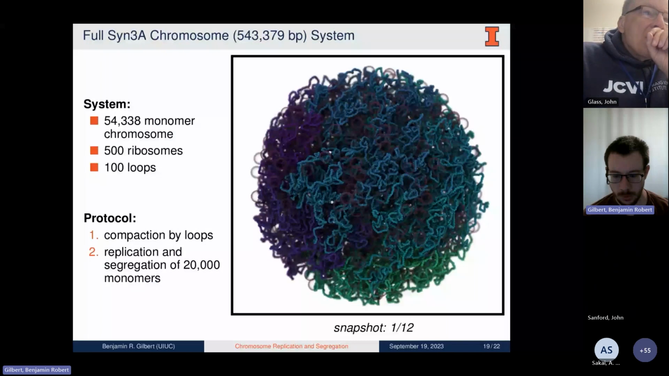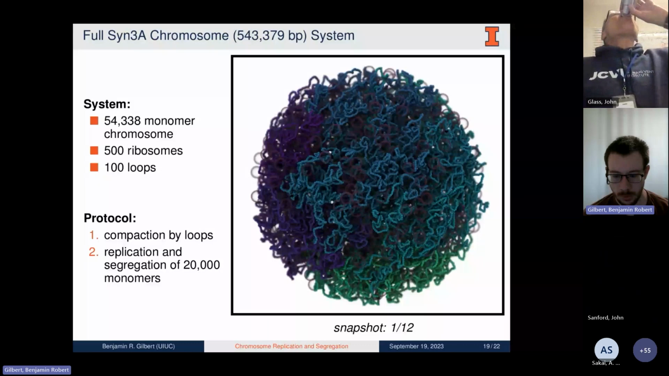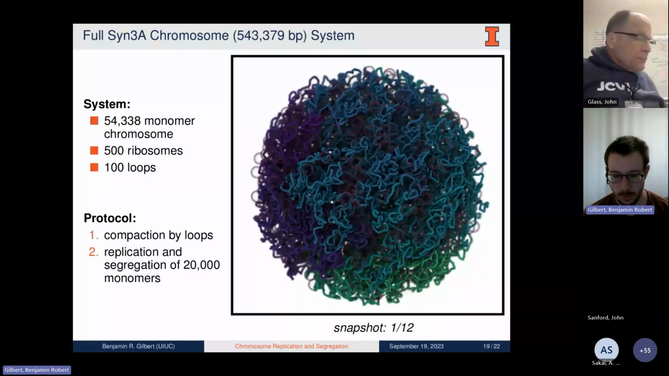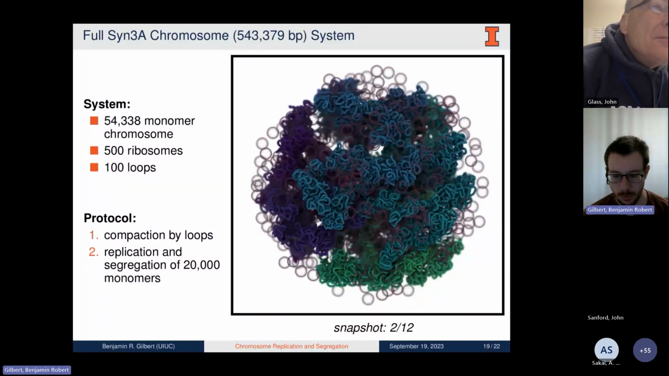So finally, hopefully a lingering question for y'all is, does this actually work on the full Syn3A chromosome? Because I've only shown it so far for the toy system. And the answer is that it does. So here is the full Syn3A chromosome with 500 ribosomes. There are 100 loops acting throughout it. And we simulated the compaction by loops and the progressive replication and segregation of 20,000 monomers, which is about 40% of the chromosome. So here's the compaction, and then it slowly is replicated further and further.